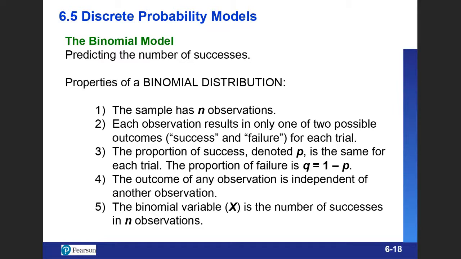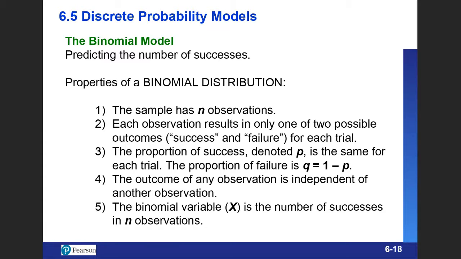Now there's that word again, success. So a success is your desired outcome. Again, it doesn't mean that it's something positive, it's just what you want the outcome to be, what you're interested in. So the binomial model is used a lot in many different industries. I'll give you a few examples first before I talk about the properties of a binomial distribution.